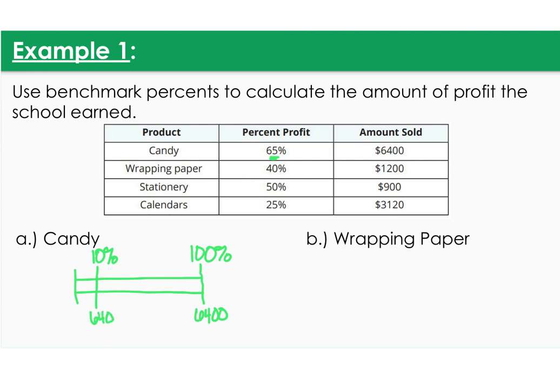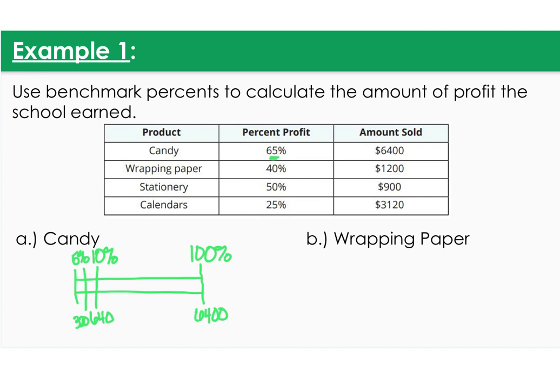Did you notice what I did? Anytime I find 10% of a number, I can either move the decimal point or just drop that last 0 if it's a 0. And then 5% of a number is going to be half of 10% of that number, because 5% is half of 10. So this would be 320.